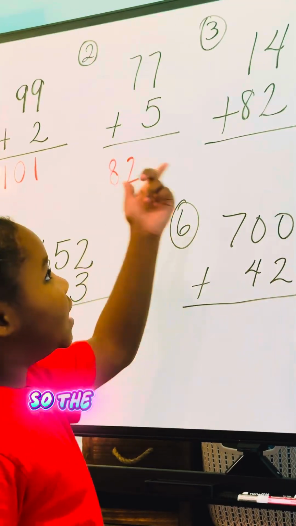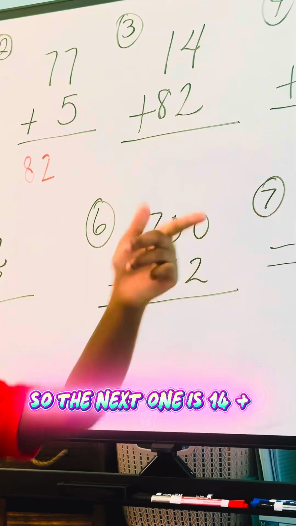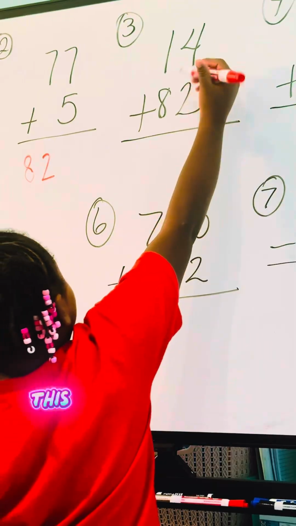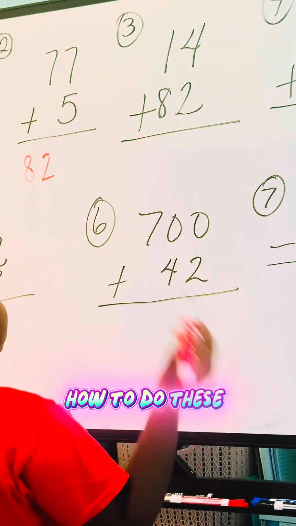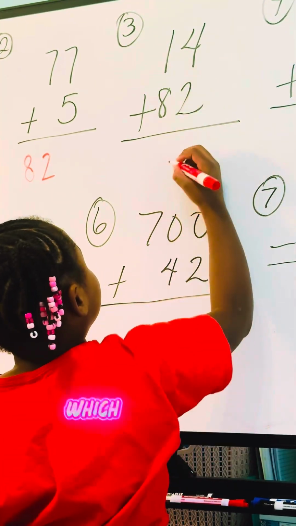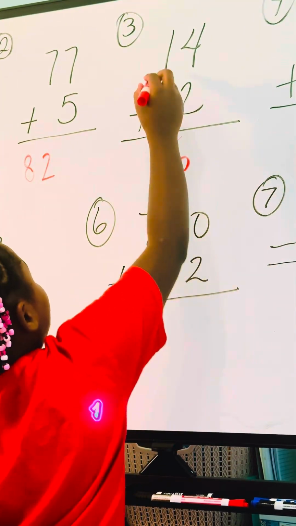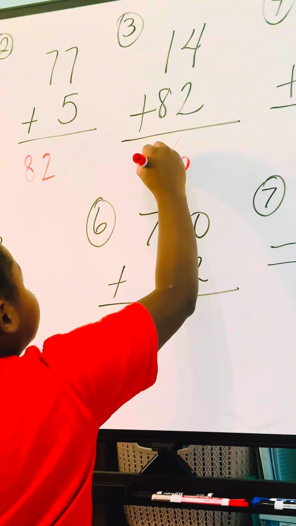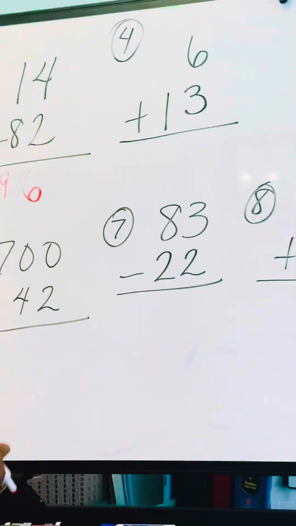So the next one is 14 plus 82. So we're kind of not counting on this one. This one might be hard for some of you guys. So I'm going to do it the way that I started learning how to do these equations. So first we're taking this number and adding it with this number, which will be 6. 1 plus 8 is 9. So that'll be 96. Simple.